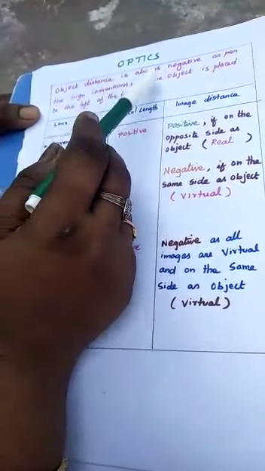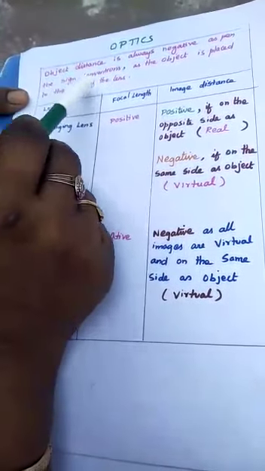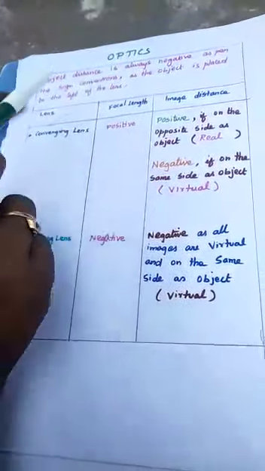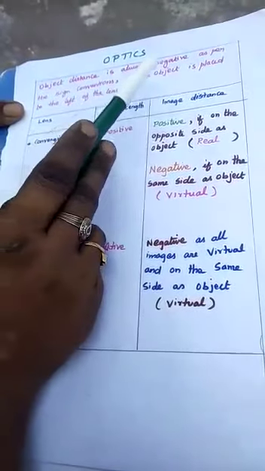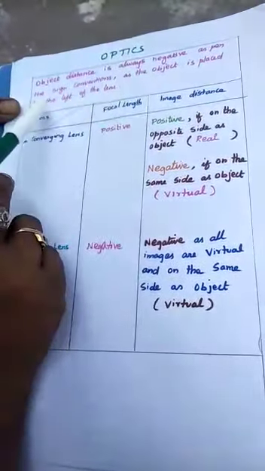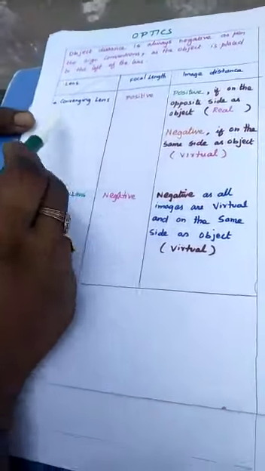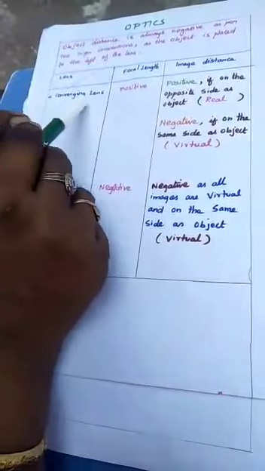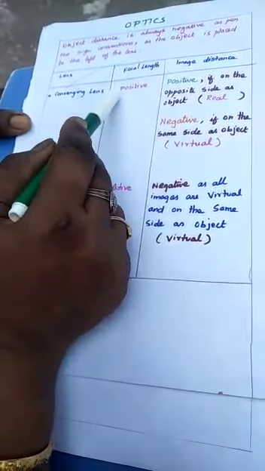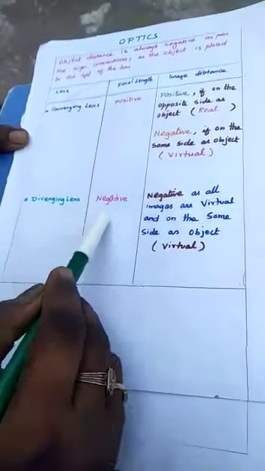Now we are going to see the numerical problems. To see the numerical problems, we should know basic things. Object distance is always negative as per sign convention, as the object is placed to the left side of the lens. For a converging lens, focal length is positive. For a diverging lens, focal length is negative.